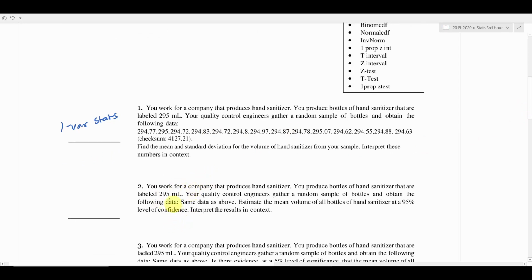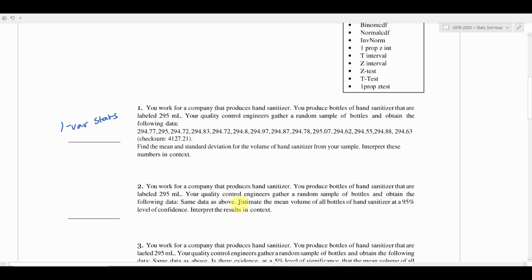So let's read number 2. Right, so again, working for the same company that produces the hand sanitizer, you produce the bottles that are labeled 295 milliliters. Your quality control engineers gather a random sample and obtain the following data. It'll be the same data from number 1. We want to estimate the mean volume of all bottles of hand sanitizer at a 95% level of confidence and interpret the results in context.